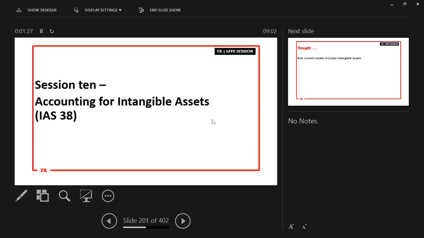Mr. Samuel, tell us what you think. What do you think when you hear the word intangible? Not the assets that have physical substance. Good. They're assets.